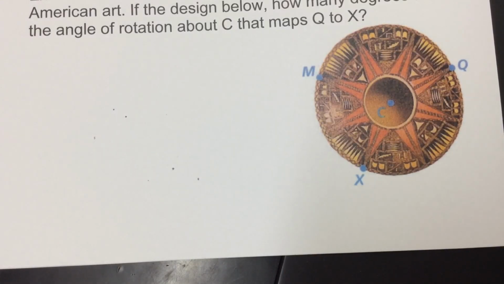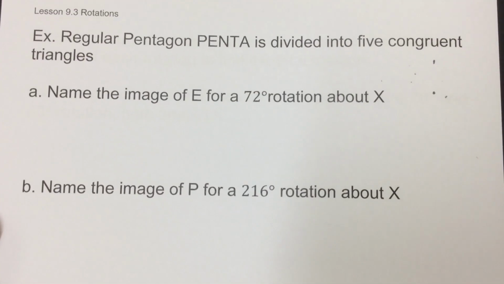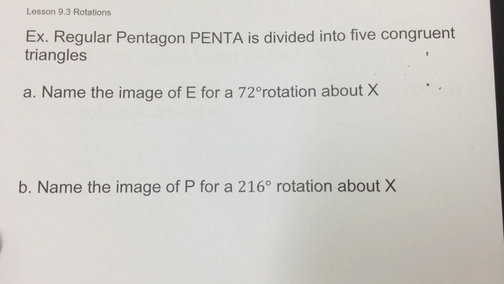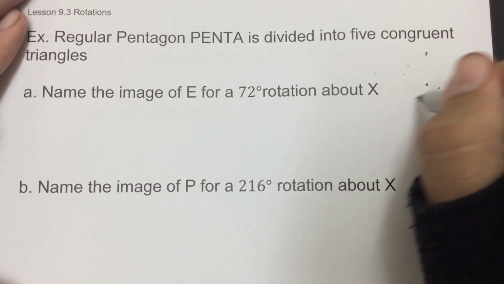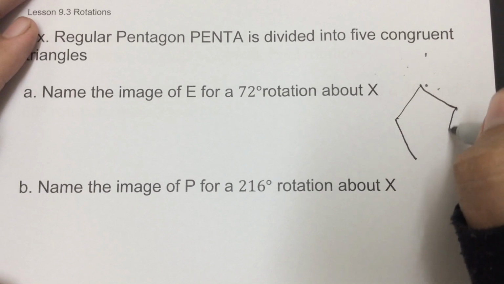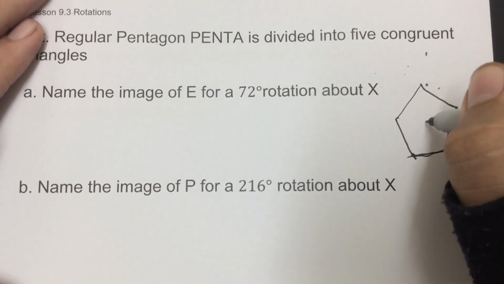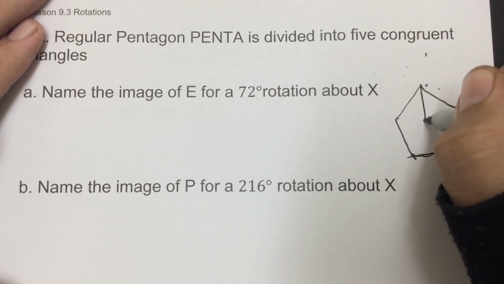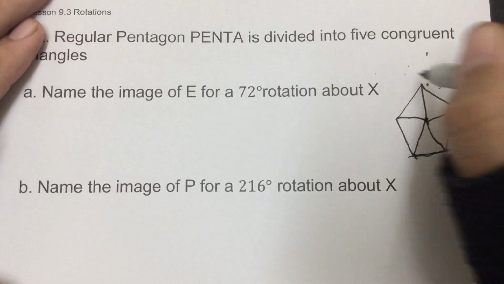Other things involve an actual shape, I should say, not necessarily an actual image, because they're all images. So we have regular pentagon PENTA, which is divided into 5 congruent triangles. So for the pentagon, I'm going to draw this out. This is probably not going to come out real nice, but hey, it works. So in the very center here is our point.